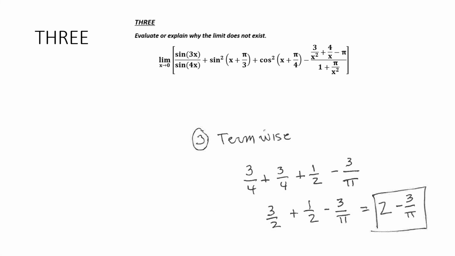Number 3 was evaluating a limit. You do it term by term. You will get 3 over 4, 3 over 4, 1 over 2, and minus 3 over pi. And so the answer as you combine terms is 2 minus 3 over pi.